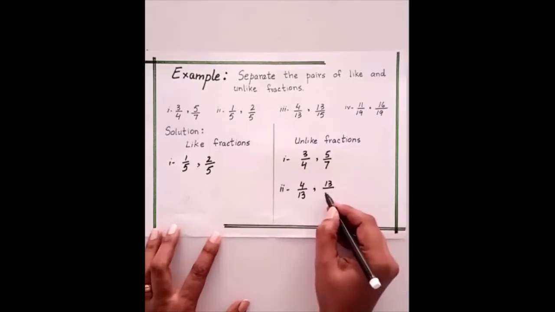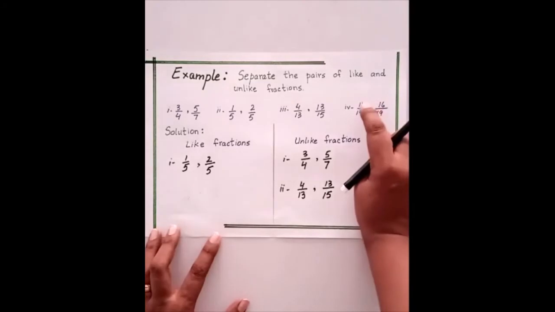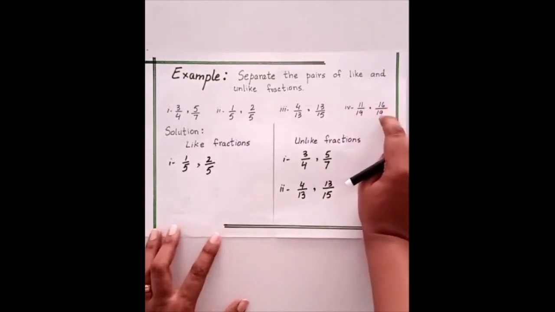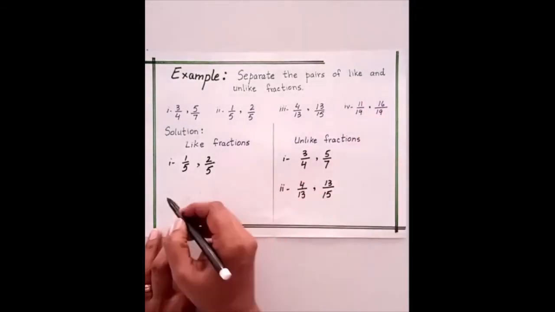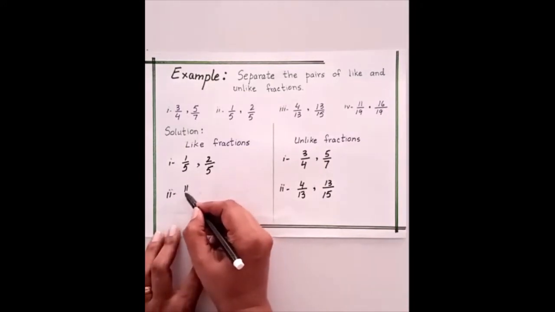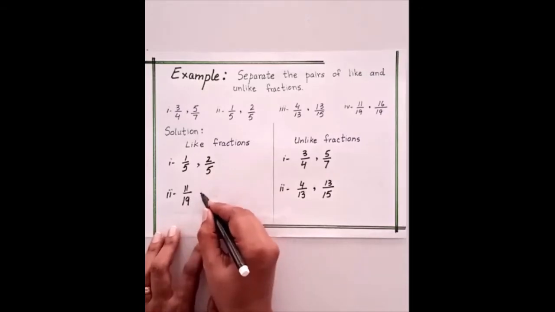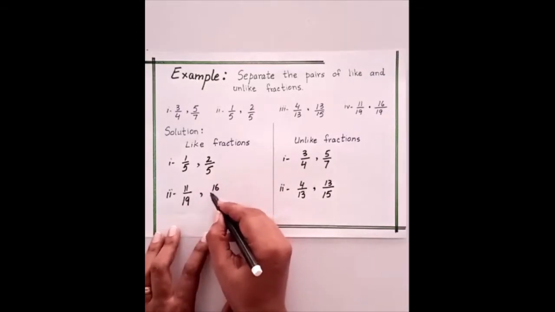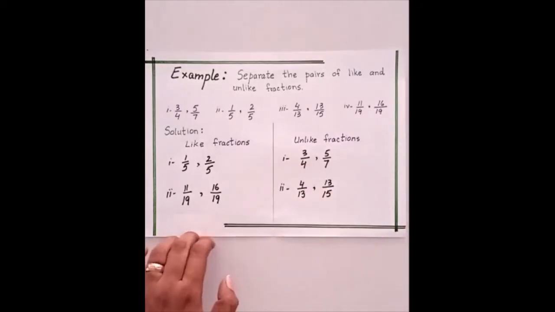Number 4, 11 upon 19, 16 upon 19. Both have the same denominators, so these are called like fractions. 11 upon 19 and 16 upon 19. I hope you understand, students, what are like fractions and what are unlike fractions.